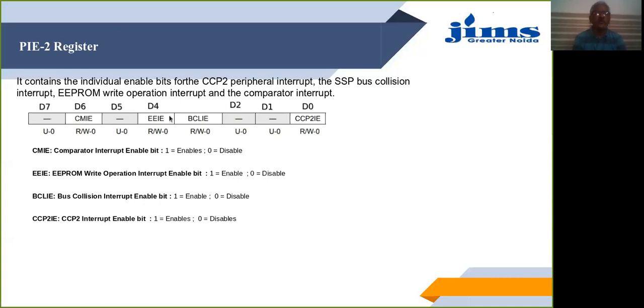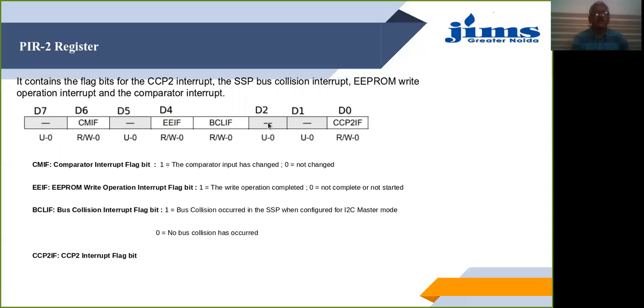So what are these 4 interrupts? This is CMIE, the comparator interrupt enable bit, 1 to enable, 0 to disable. Then the EEPROM interrupt enable for the write operation, 1 to enable and 0 to disable. The bus collision interrupt enable and the CCP2 module interrupt enable are also available in the PIE2. And the corresponding flag bits are available in the PIR2 register, just as PIR1 is for PIE1.